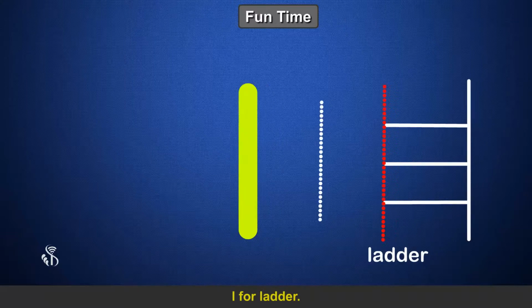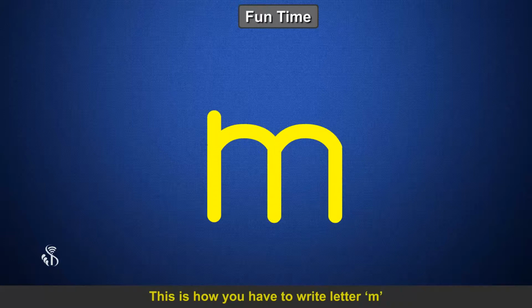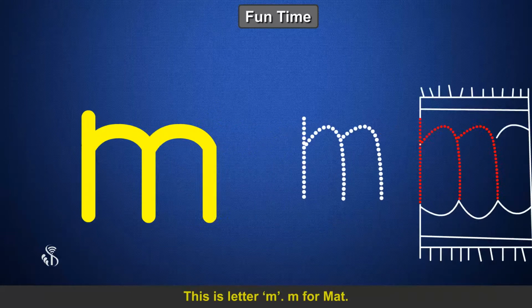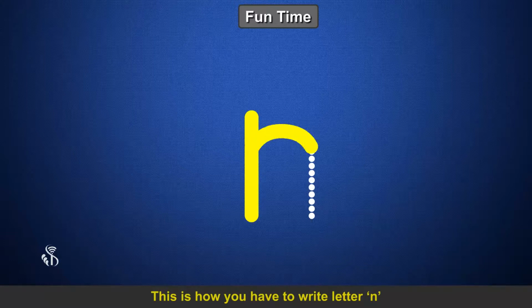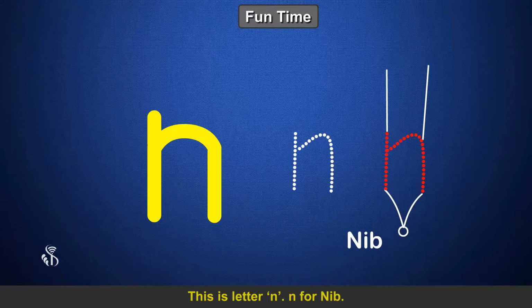L for ladder. This is how you have to write letter M. This is letter M. M for mat. This is how you have to write letter N. This is letter N. N for nib.